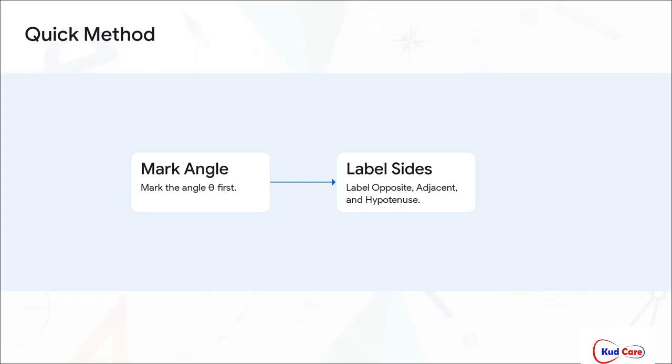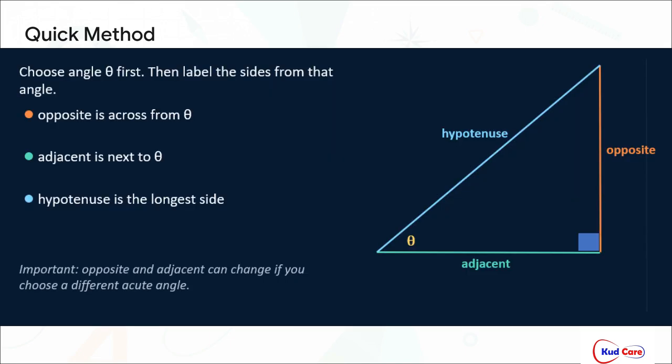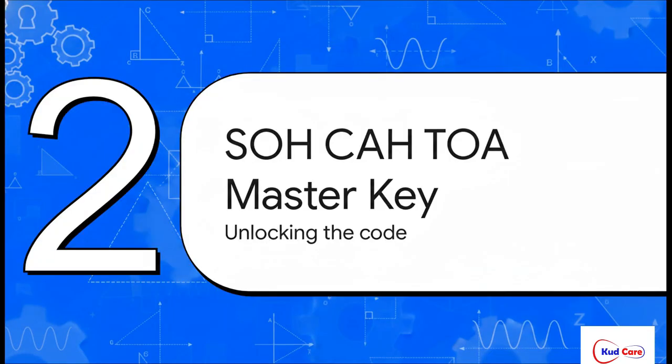Once you spot that hypotenuse, your next move is to survey the field. This is the absolute most important first step in every single trig question. You must mark your reference angle, which we usually call theta. Once you choose that angle, you label the side completely across from it as the opposite side. The side right next to your angle, the one that isn't the hypotenuse, is your adjacent side. Remember, opposite and adjacent can flip around depending on which angle you pick, so always mark that angle first. Moving on to step 2.